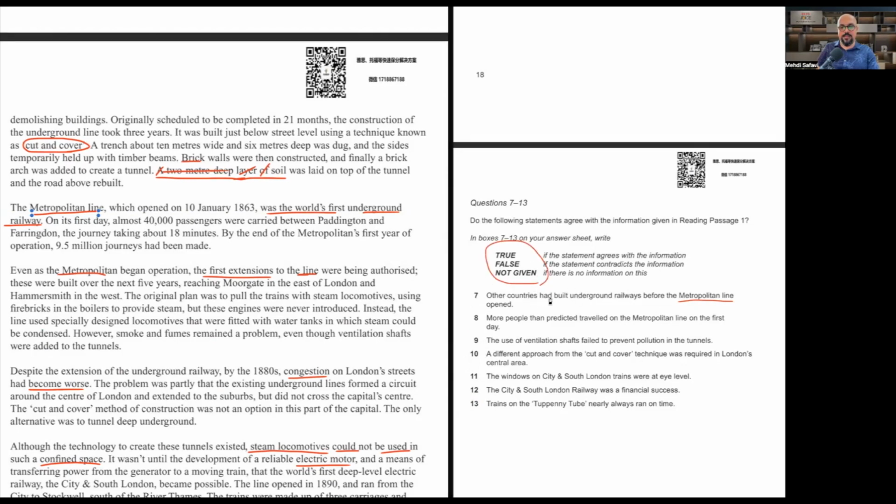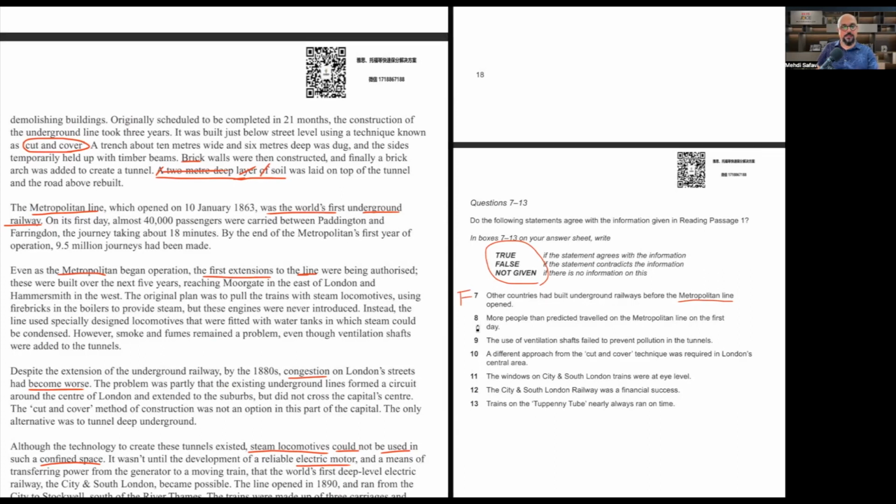So other countries had built underground railways before the metropolitan line opened. Is it so? Is it true? Which opened on, okay, which was the world's first underground railway. This is not true then. We have the information that it was the first, so no other countries had built such railways. So the answer is false.